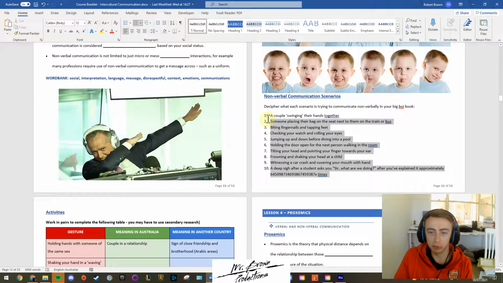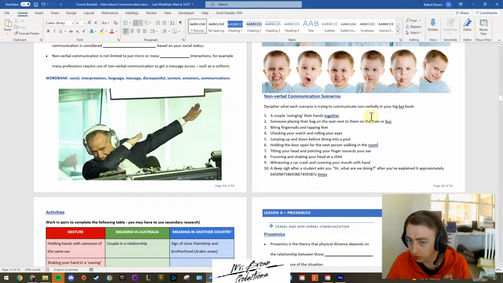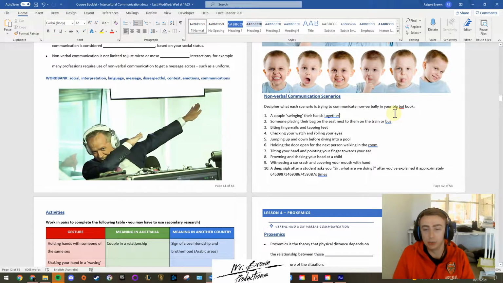So in your big boy book, write, or even if you don't want to do it in your big boy book, actually, if you have some room, you can draw a little arrow here and just write it if you want. Either or is up to you.